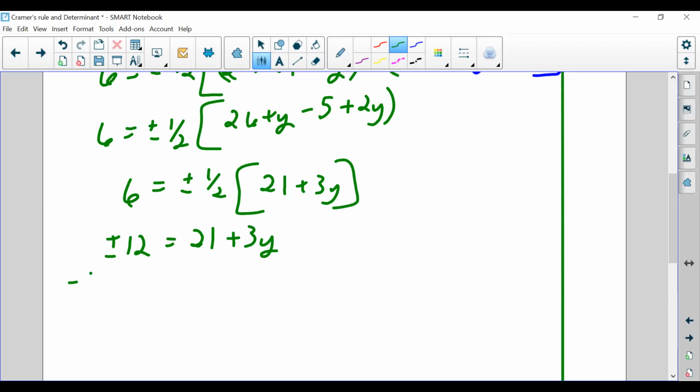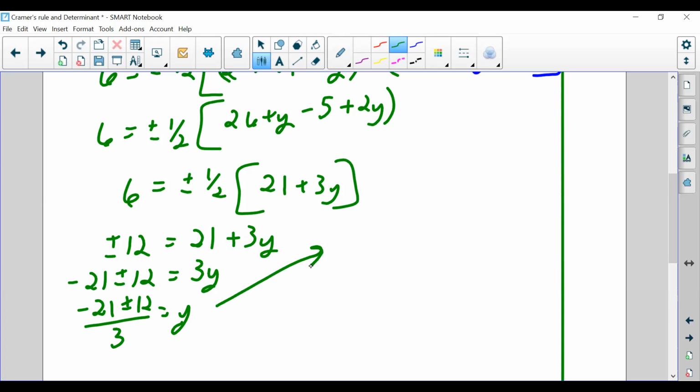Now I'm going to subtract the 21, and then I'm going to divide by 3. And so I get 2 equations coming out of this. y is equal to -21 plus 12 divided by 3. So -21 plus 12 divided by 3. What does that give us? -3. Positive or negative? Negative.